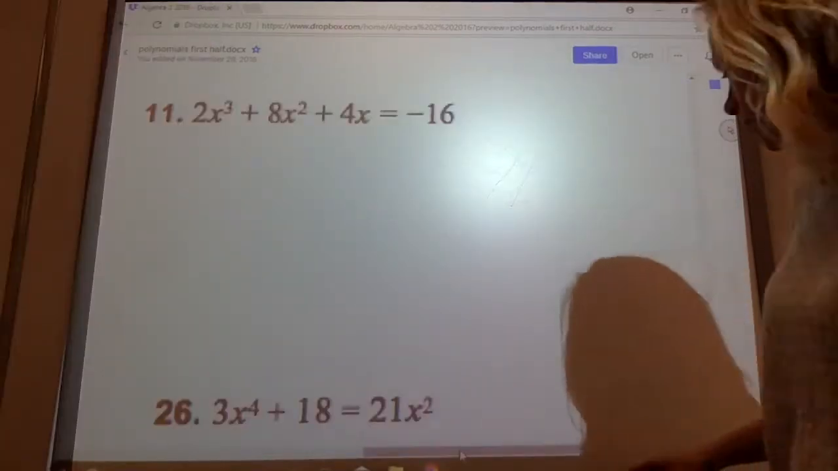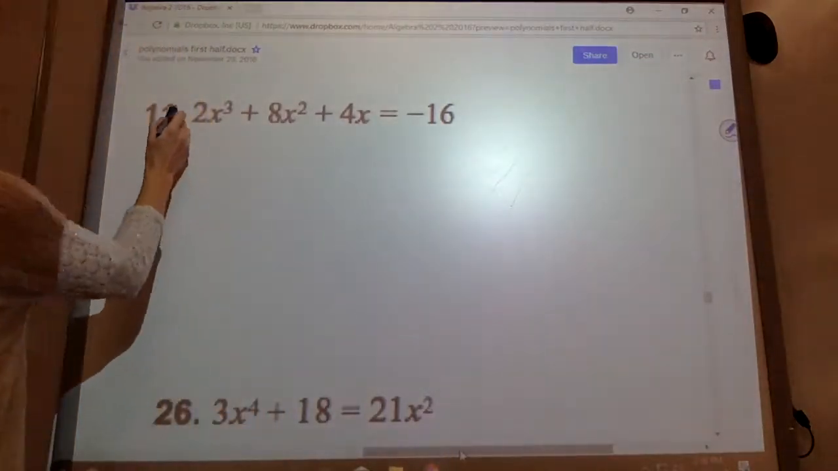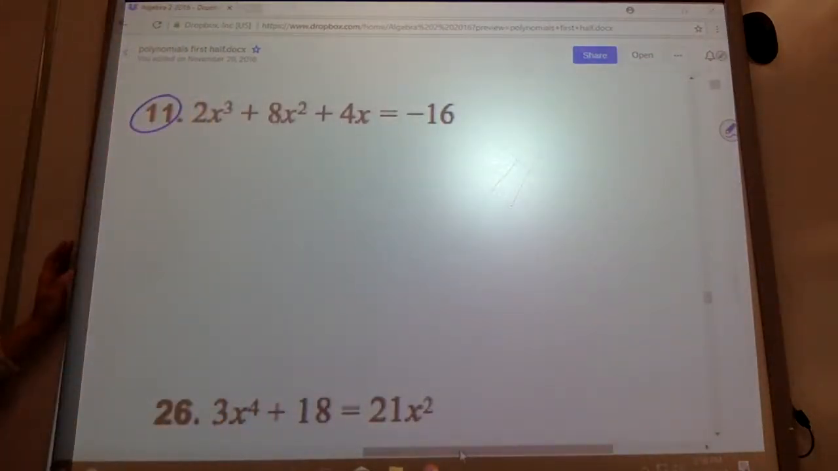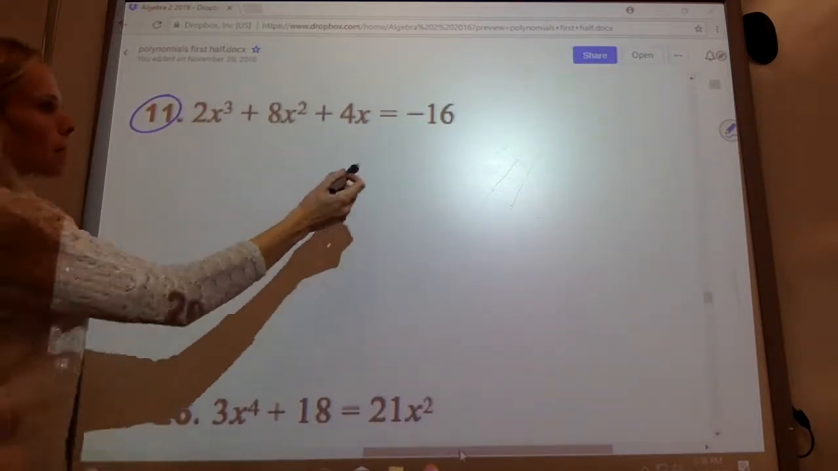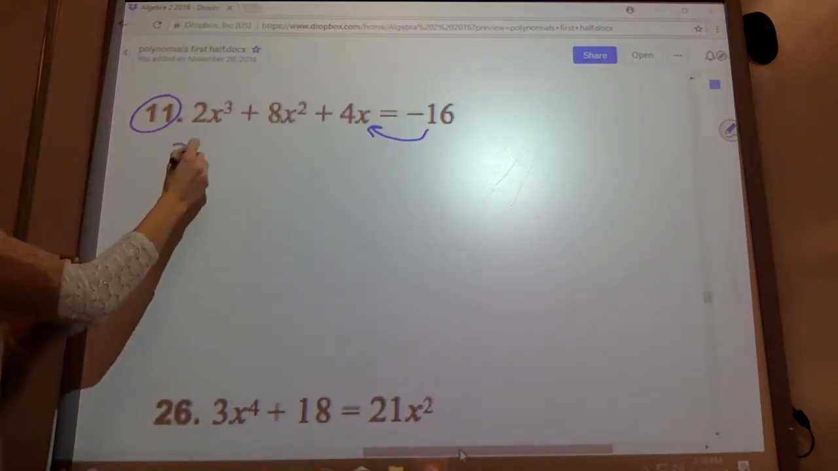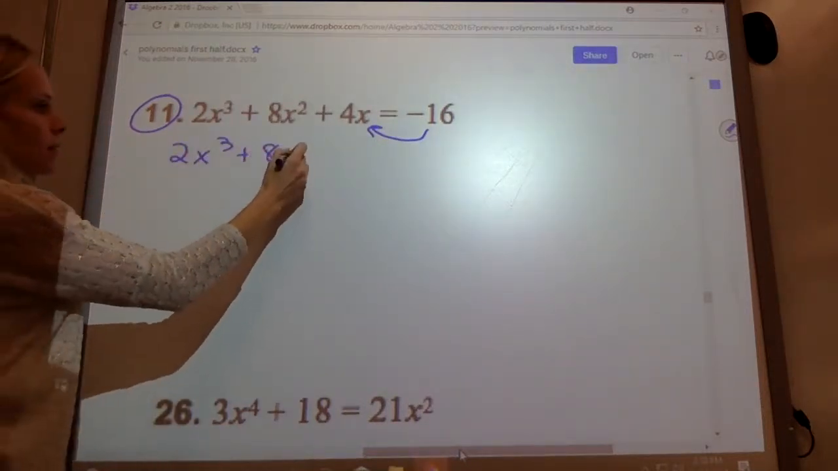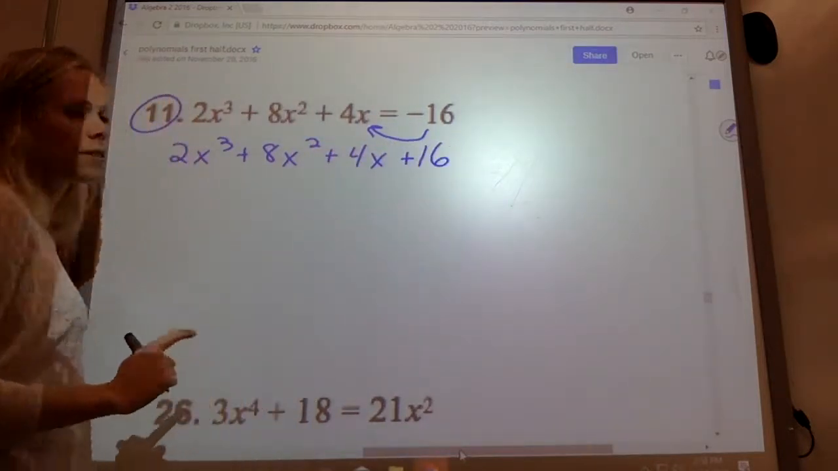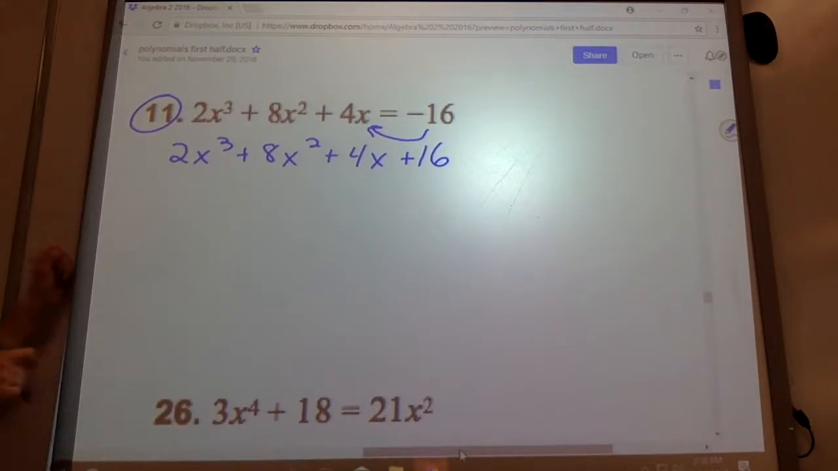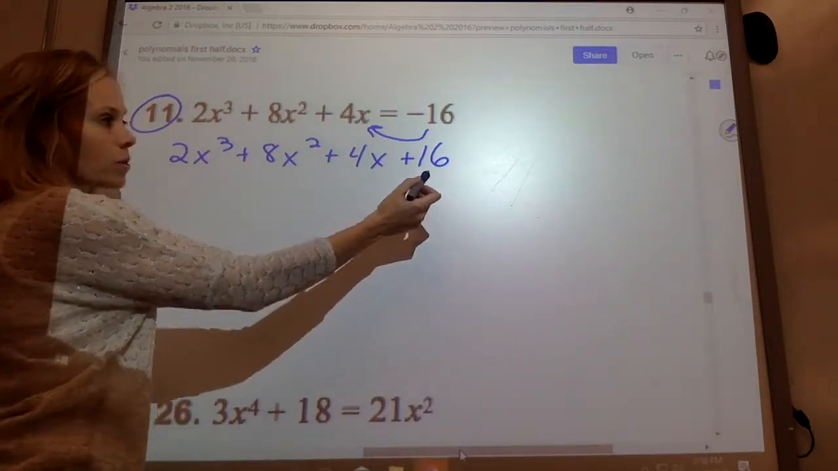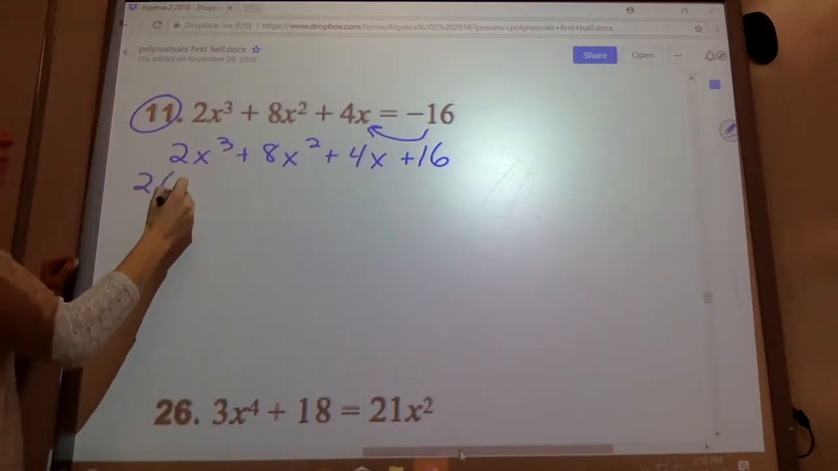So let's do one more. If you turn to the back, number 11, you should recognize 4 terms. That's also going to be a factor by grouping. But on this one, what's going to be my first step? You're going to have to add the 16 to bring it to the left side. And then once I bring it to the left side, I look, okay, what can I factor out of every single term? A 2. Just a 2. This 16 doesn't have an x. So the only thing I can factor out is a 2.